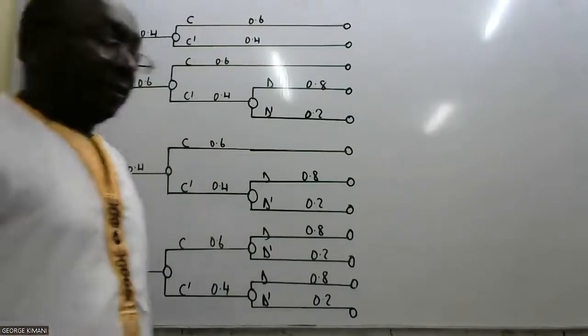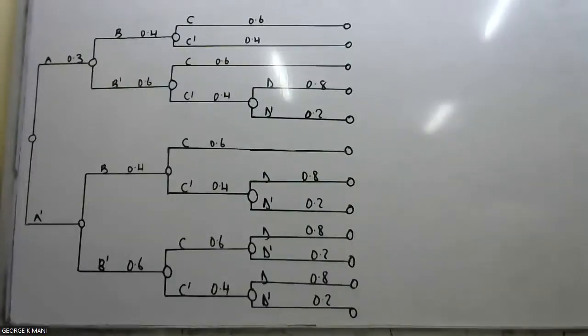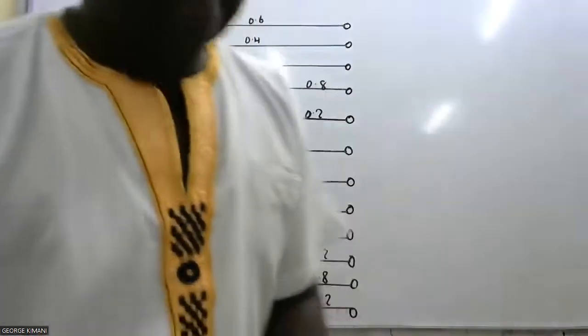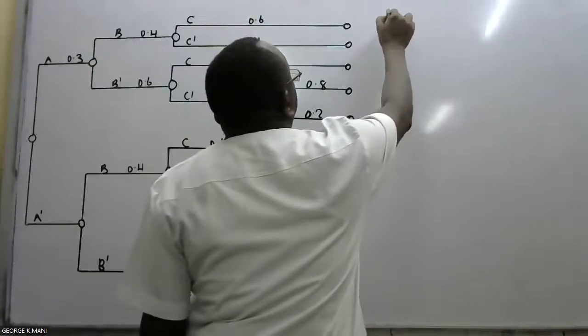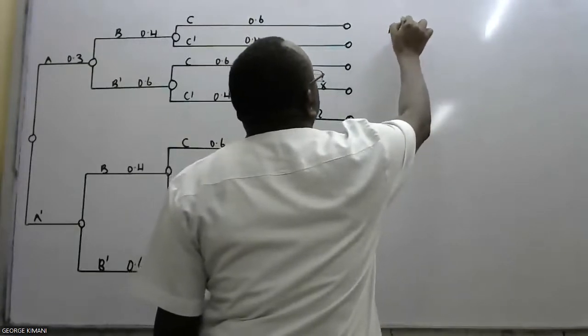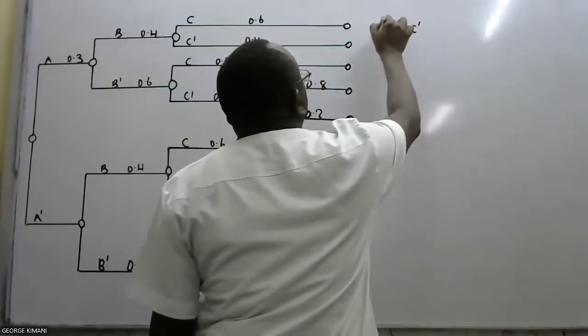Okay. Are you able to answer? So the first question is saying just A and B. So just A and B is the probability that you get A, you get B, but you miss C.